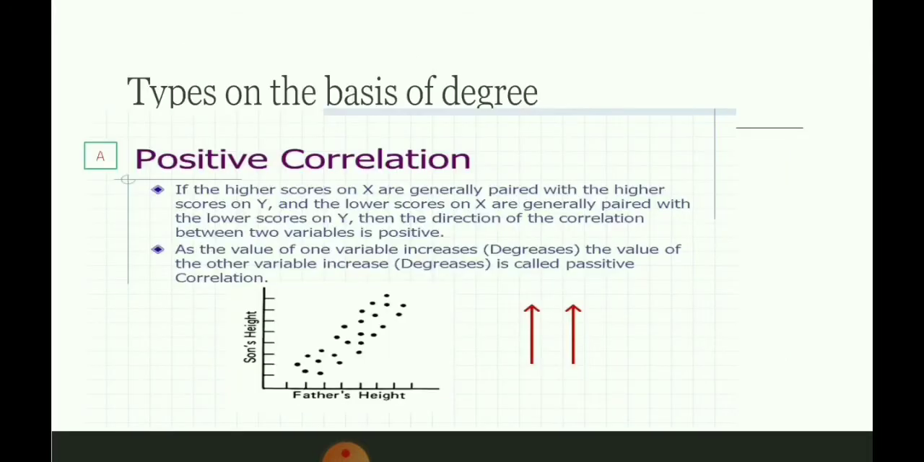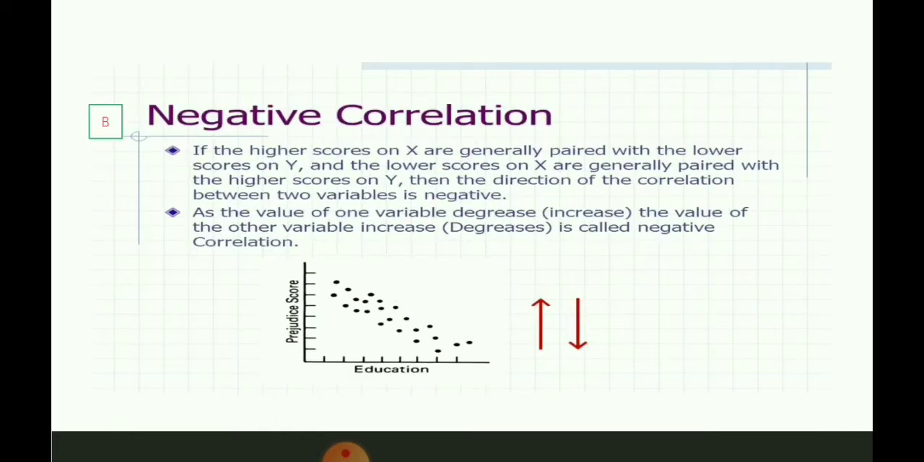So first, on the basis of degree, positive correlation, this diagram shows exactly what it is. When one quantity is increasing, the other is also increasing, right? This is positive correlation. If one quantity is decreasing, the other is also decreasing. They go up and down simultaneously. Now the second type is negative correlation. Negative correlation means if one quantity is going up, the other is going down, when they are inversely related with each other. One is decreasing while the other is increasing. This type of correlation is called negative correlation.